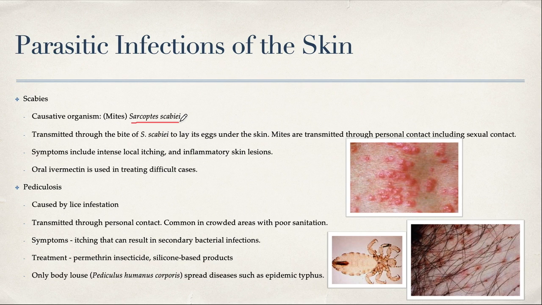And then you have pediculosis, which is caused by lice infestation through personal contact as well, sexual contact as well, poor personal hygiene, and crowded areas such as refugee camps and homeless encampments. It's a very common place to have these outbreaks. It's also characterized by itching that can result in secondary bacterial infections. Permethrin is also effective in treating them. So that brings us to the end of our lecture on infections of the skin.